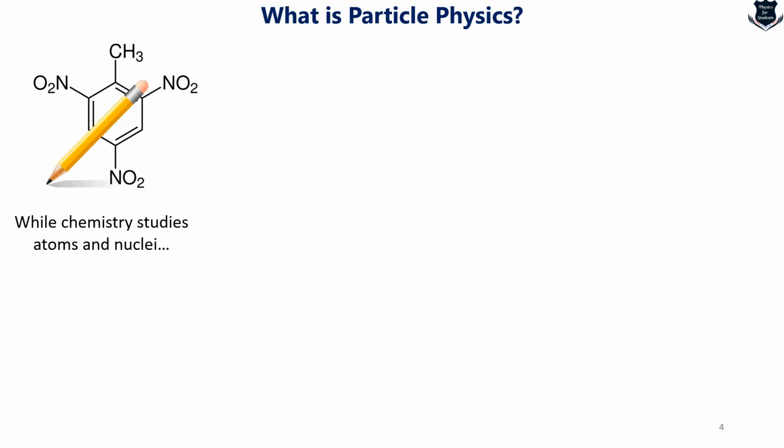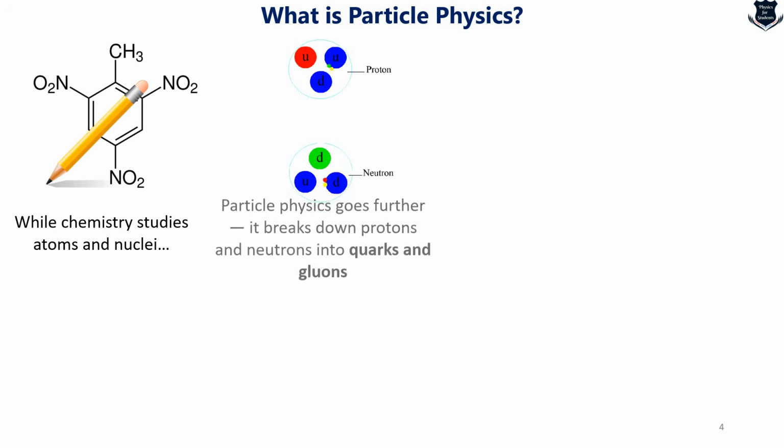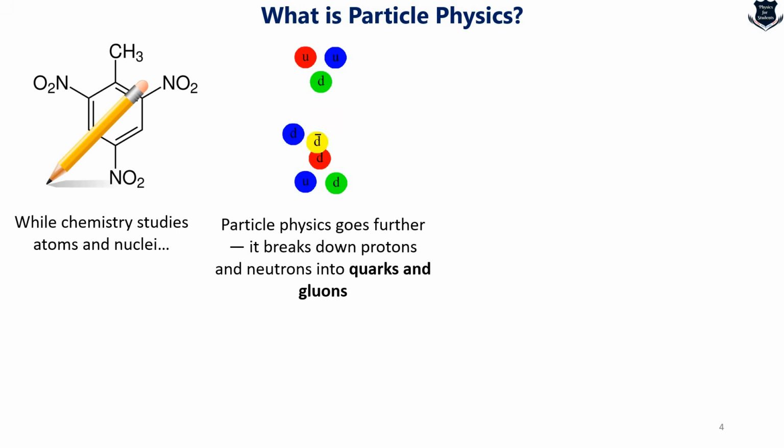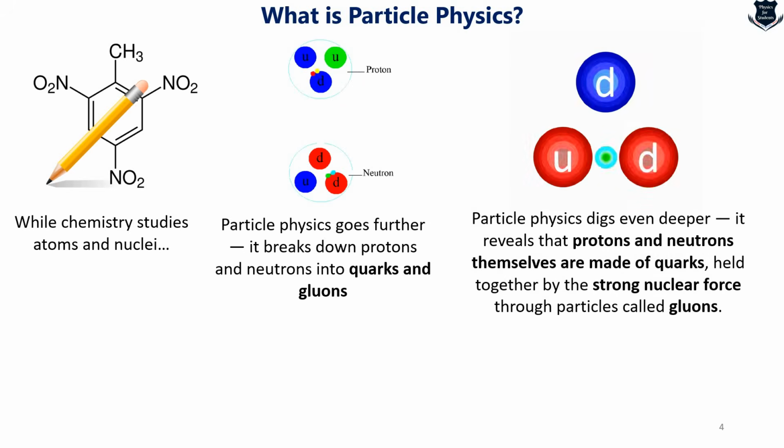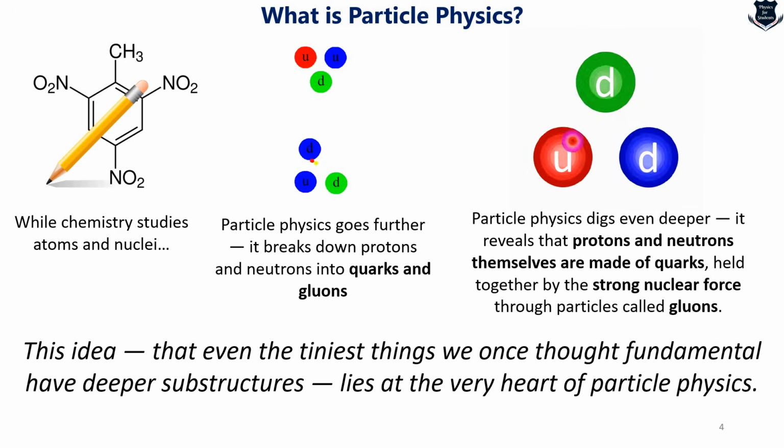Now, if we go further, we understand that chemistry studies atoms and nuclei. Particle physics goes further. It breaks down protons and neutrons into what are called quarks and gluons, revealing an even deeper structure of reality. It shows that everything, no matter how complex, is built from a few fundamental ingredients. So the basic idea is that even the tiniest things we once thought to be fundamental have deeper structures, and this lies at the heart of particle physics.